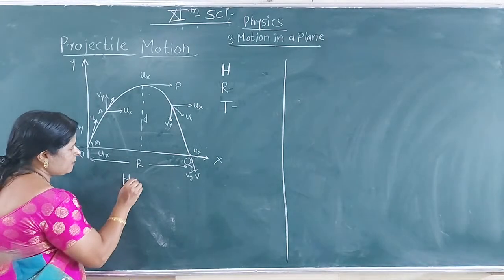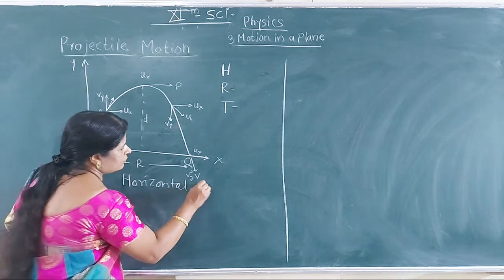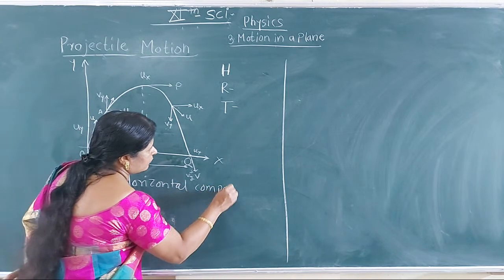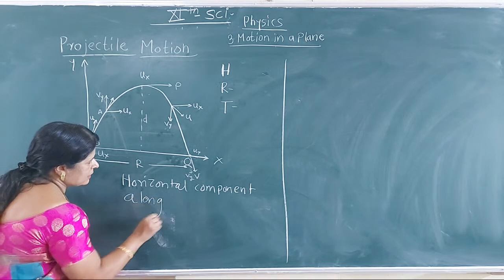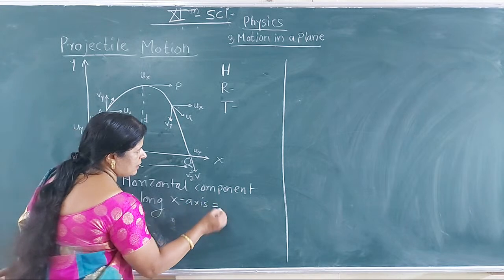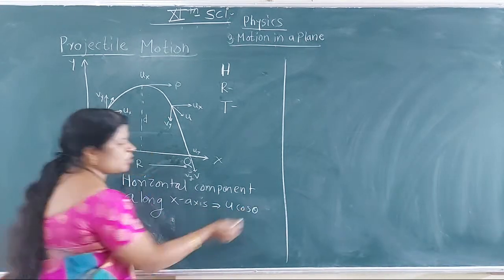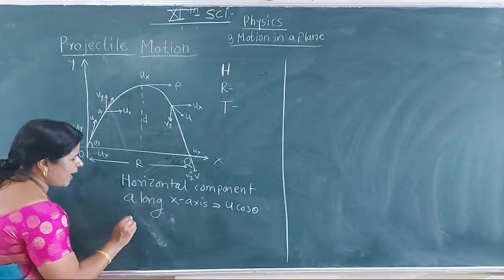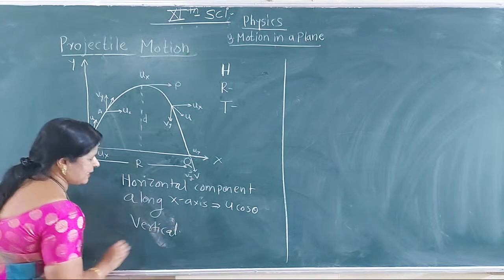Here I write the horizontal component along the x-axis is u cos theta, and along the y-axis we take the vertical component of that projectile.